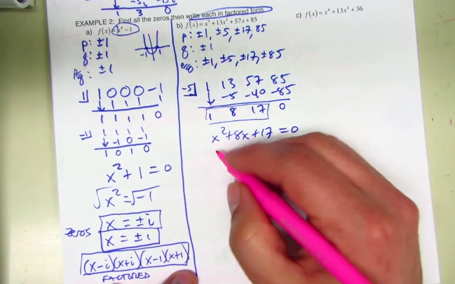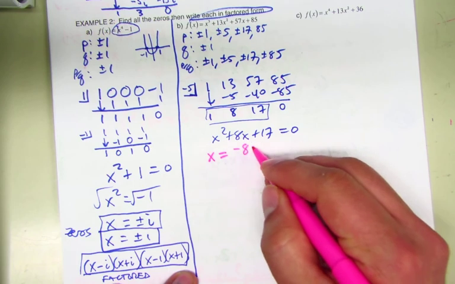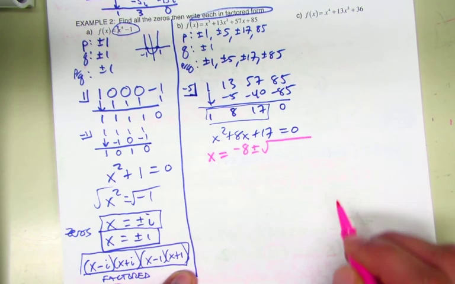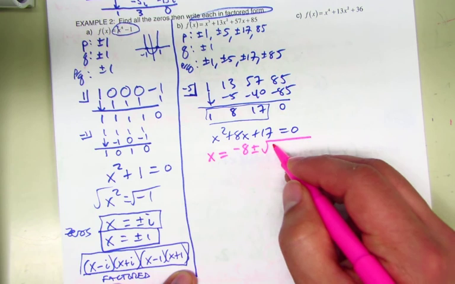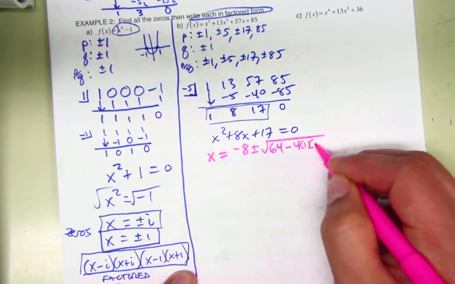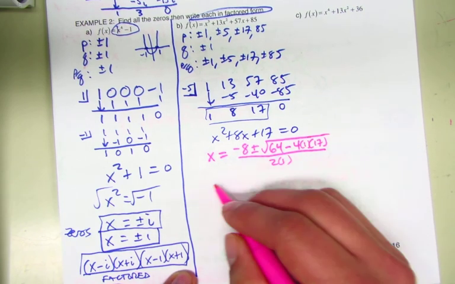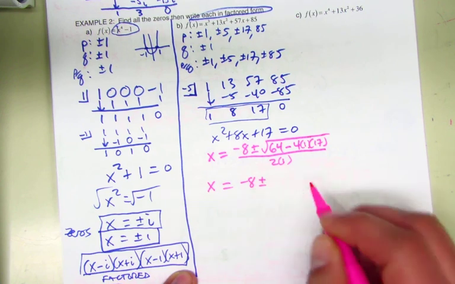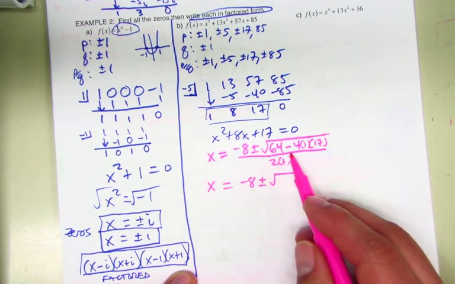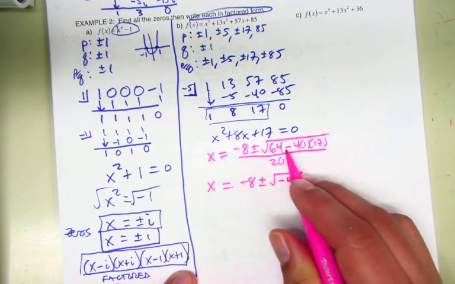That would be x equals negative 8 plus or minus the square root of b squared, which would be 64, minus 4 times a, which is 1, times c, which is 17, all over 2 times a, which is 1. Did anybody simplify the radical yet? What's 64 minus 4 times 1 times 17? That's 68. 64 minus 68 is negative 4.